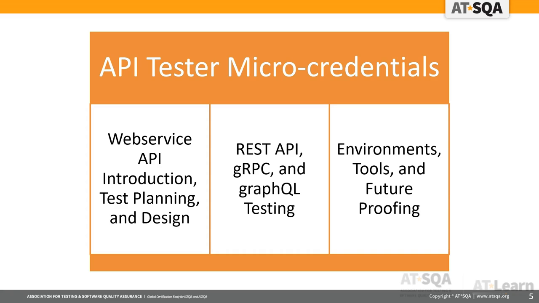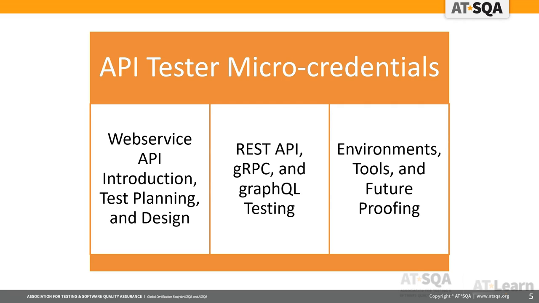Let's evaluate what micro-credentials you can pursue. There are three micro-credentials you can obtain. The first is the Web Service API Introduction, where we will go over what a Web Service API is and the test planning and design. In this micro-credential, the objective is to give you quite a high-level understanding of what API testing is and what you need to think of before getting started.